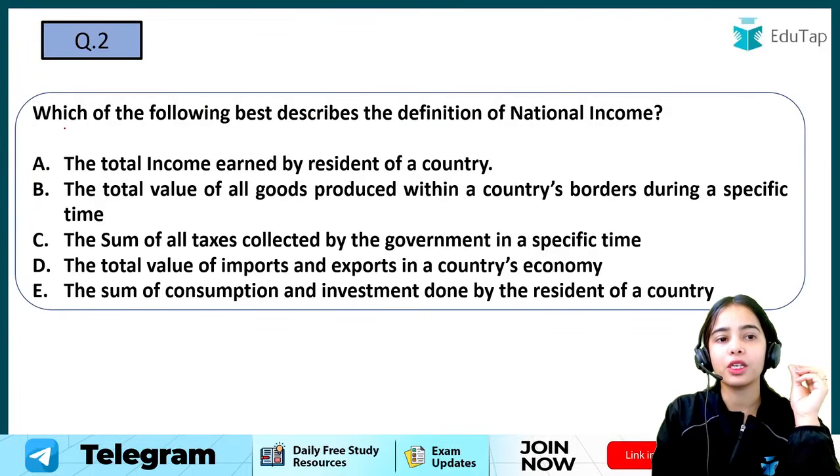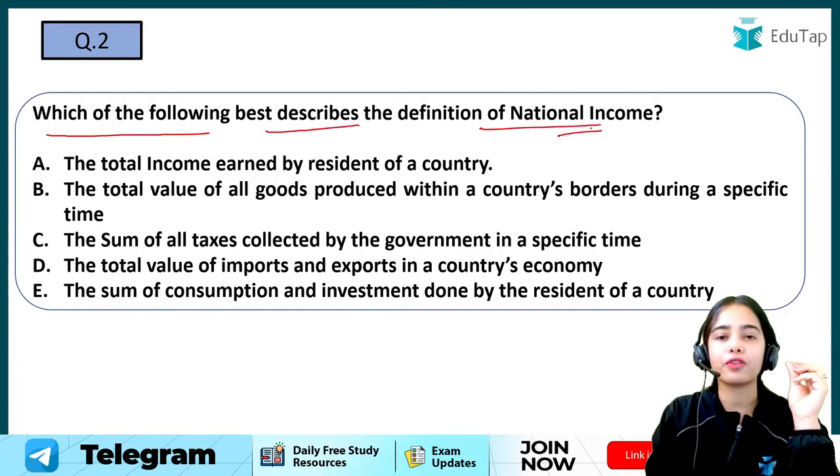Now coming to the next question. Which of the following best describes the definition of national income?